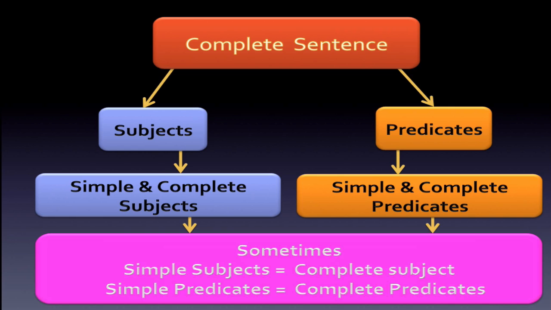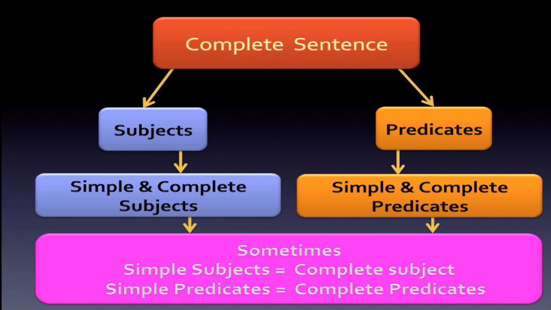Why or how? Let's take a look at an example for a second. Birds fly. Birds is your noun. It's your simple and complete subject. Fly is the verb, the main verb. It's the simple and complete predicate. We're going to explain that later, so just bear with me with this part. But think of this: sometimes the simple subject is equal to the complete subject, and the simple predicate is equal to the complete predicate.